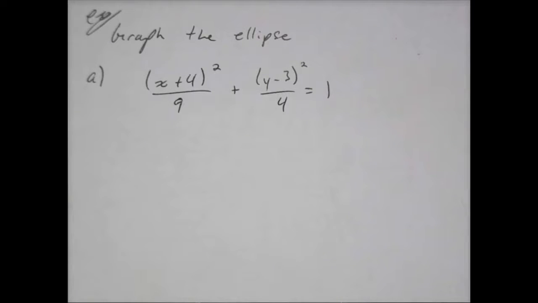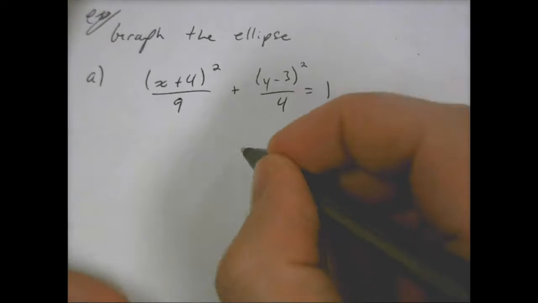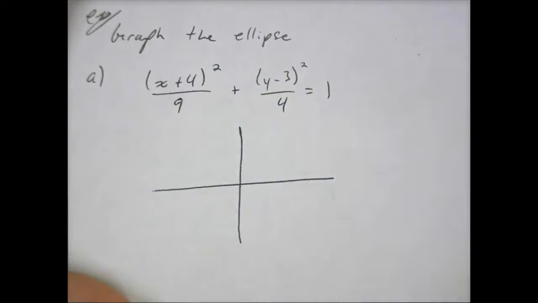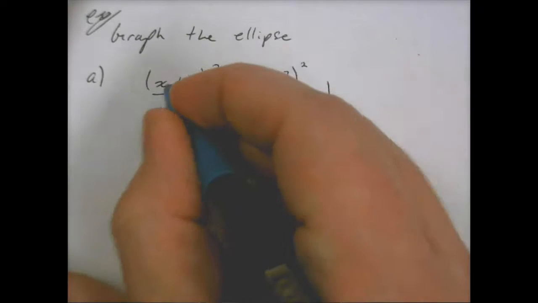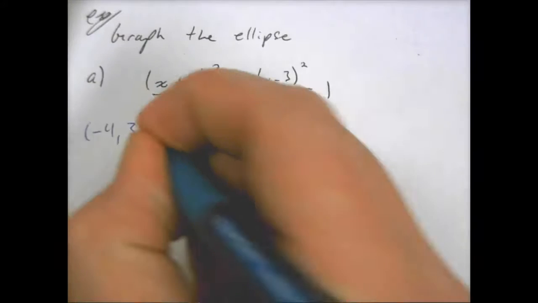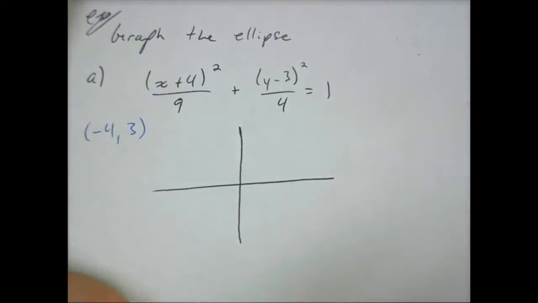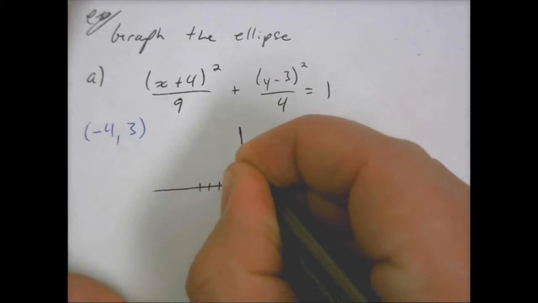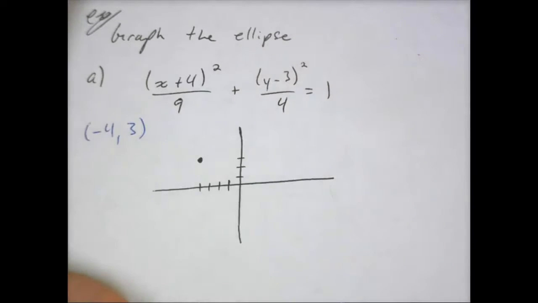Okay, in this example it says graph the ellipse. Yay! All we have to do is graph it. So go ahead and draw your coordinate grid. For your center for this one, with x plus 4, you would have negative 4, and y minus 3, so positive 3. So our center is at (-4, 3). So I'll go over 1, 2, 3, 4, up 1, 2, 3, and put my center of the ellipse.